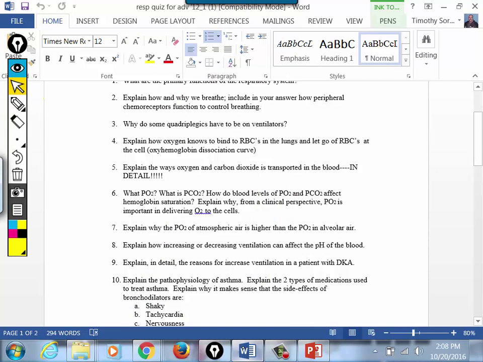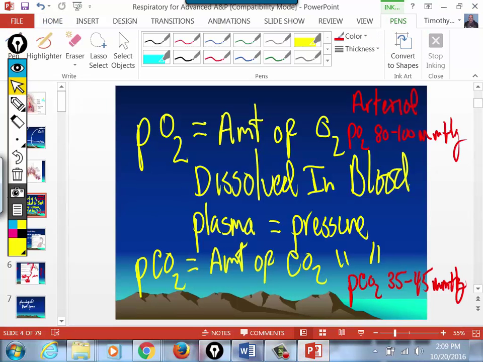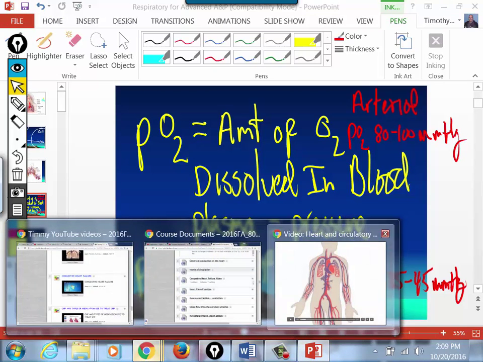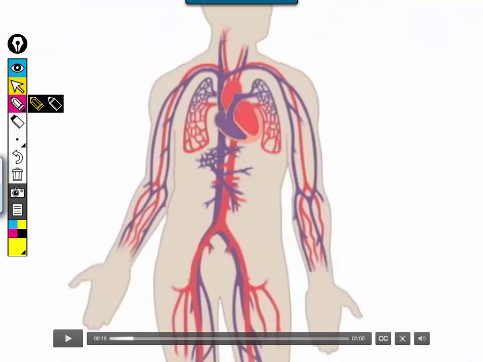Let me explain. I just explained to you what Po2 is and what PCO2 is, right? I'm going to have to skip the second part of number 6 until I can give you more information. What I'm going to do now is explain to you why, from a clinical perspective, Po2 is important in delivering oxygen to the cells.